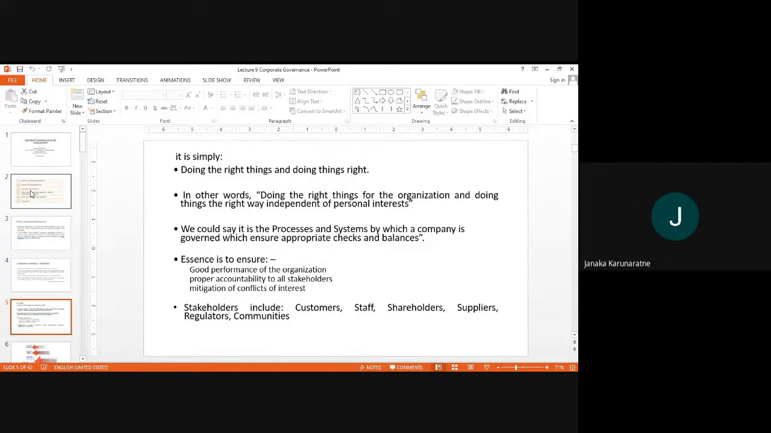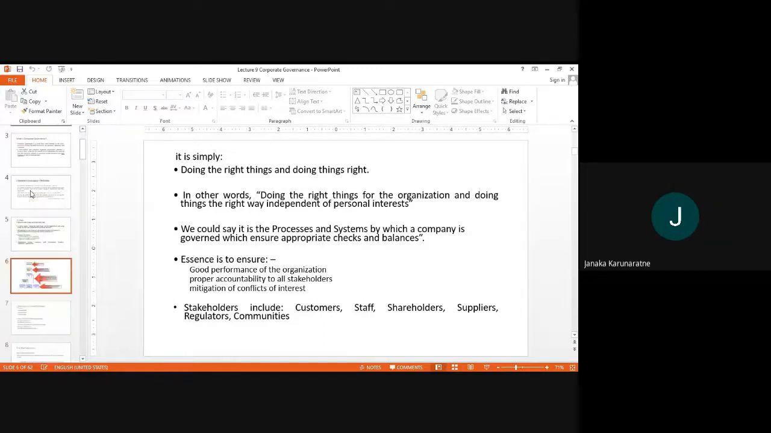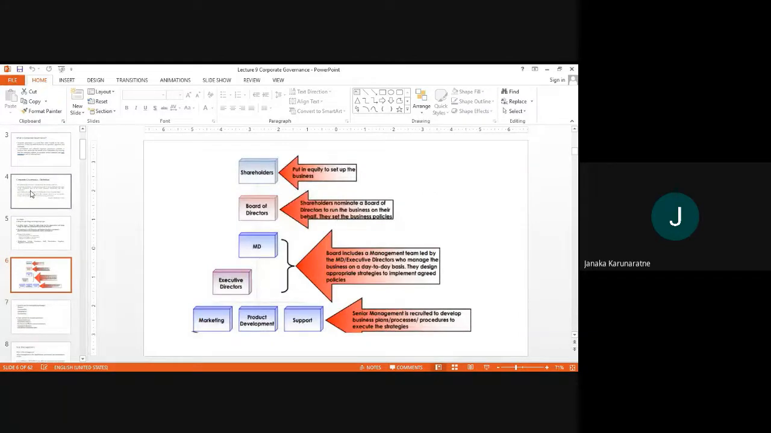So the stakeholders, as I said, include customers, staff, shareholders, suppliers, regulated companies. So it covers a broader group, both internally and externally. If you look at a broad structure framework, start from the shareholder, because shareholders are owners who put the equity into the business, but they may not get involved in the operations. So shareholders simply put the money and wait and see to get a good return. Then there is the board of directors, appointed by the shareholders, to run the business on their behalf, to safeguard their money while safeguarding the interest of other stakeholders, and who set the business policies.